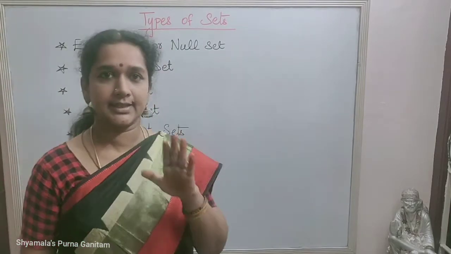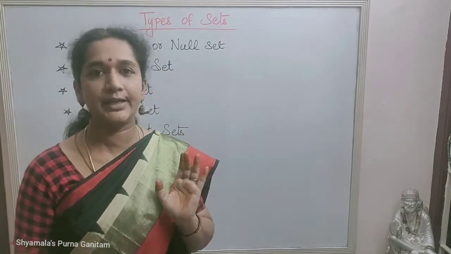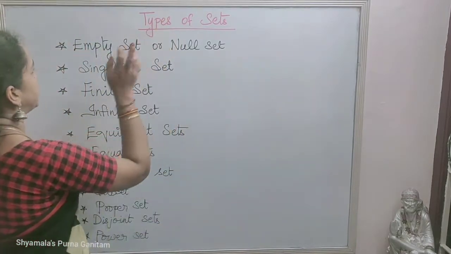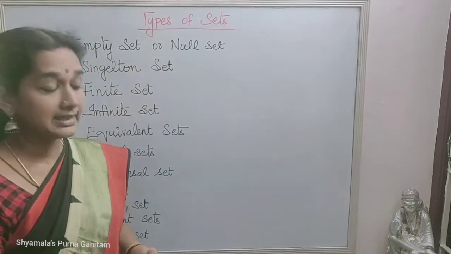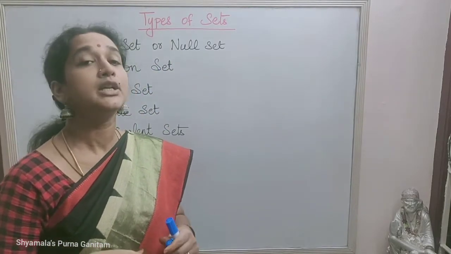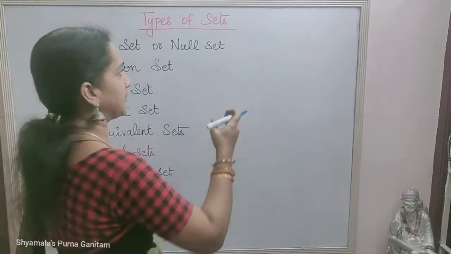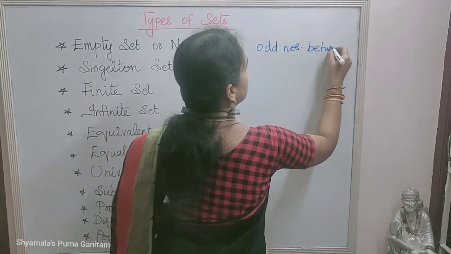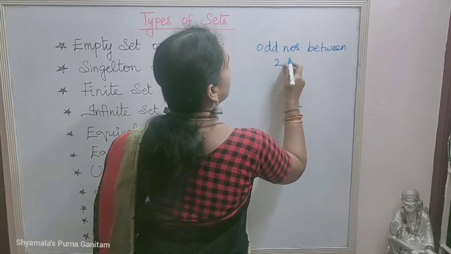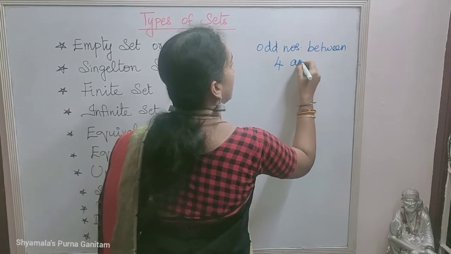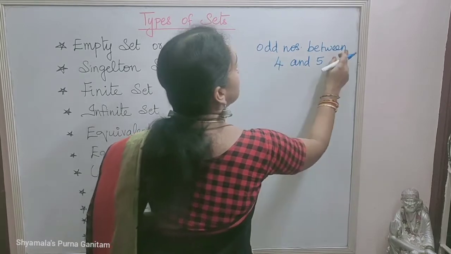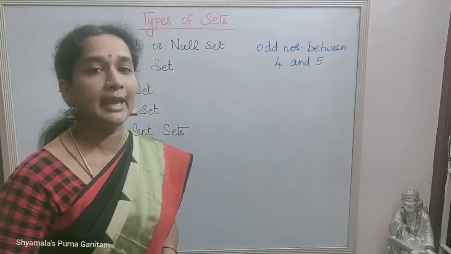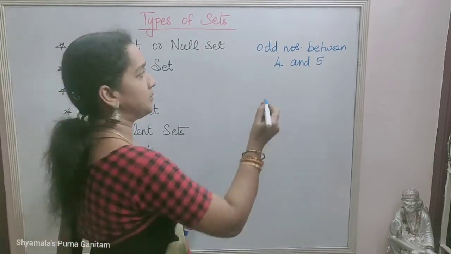So we know what a set is. A set is a collection of well-defined objects. Here we will see a few types of set. The first is the empty set or null set. Empty set means that there is no element in the set. For example, if you take odd numbers between 4 and 5, there is no odd number between 4 and 5. So that is called the empty set or null set.